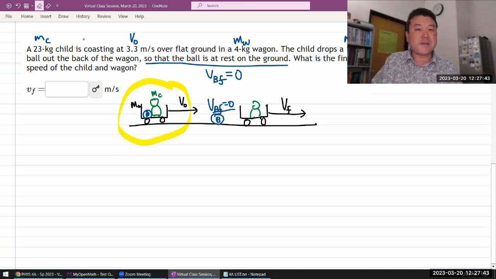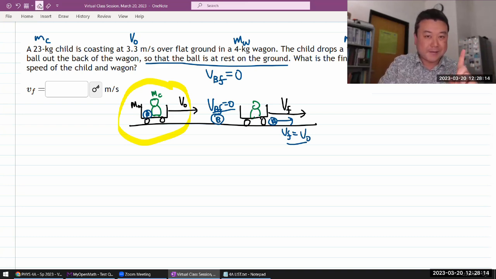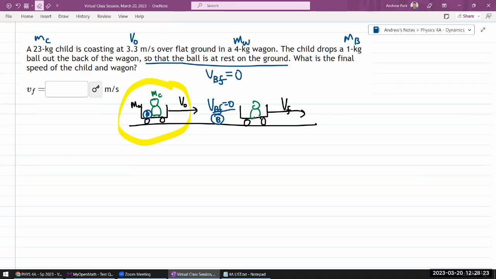Oftentimes, questions like this say the child drops the 1 kilogram ball out the back of the wagon and just stands there, or drops it. And usually, in a real physical situation, when you're in a cart and you just drop something to the side, the thing you're dropping will be moving together with you. And in that situation, you say, oh, v final is v initial. You didn't actually change anything by dropping stuff out of the cart. But the question is written in a very strange way that actually makes it not trivially easy. So let's actually work it out.